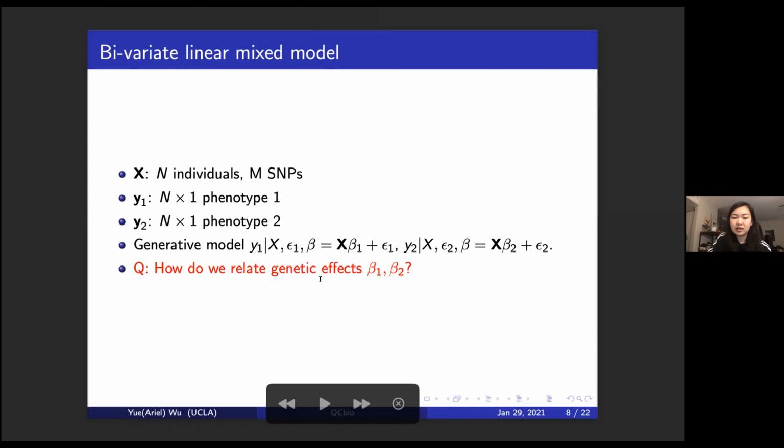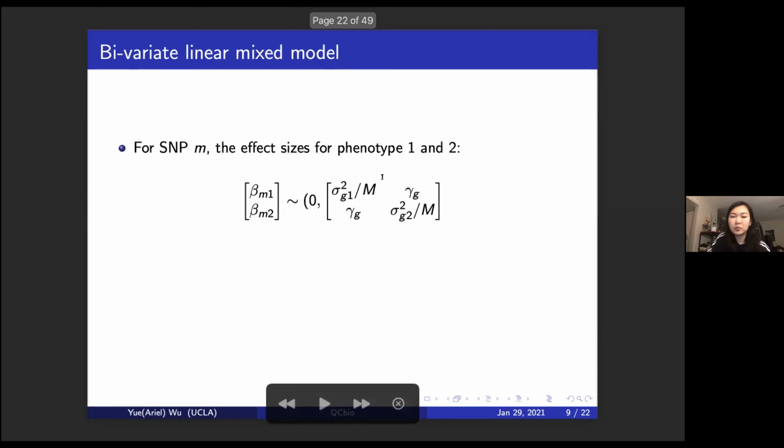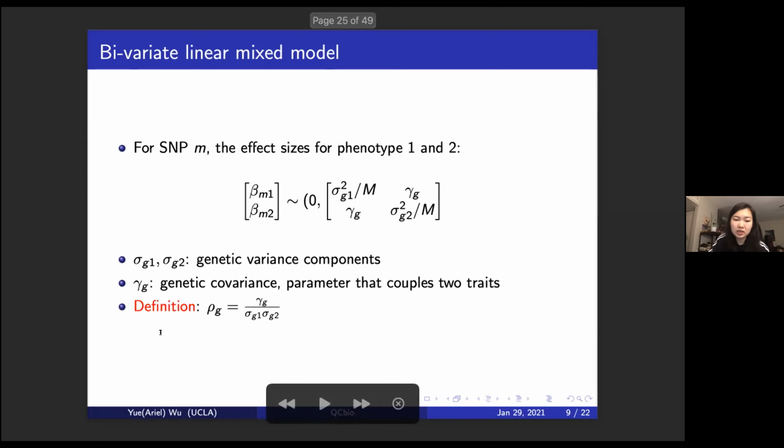How do we relate the genetic effects? We assume that for each genetic variant, the effect sizes for the two phenotypes come from a multivariate normal distribution, where the diagonal terms are the genetic variance components divided by the number of SNPs, and the off-diagonal terms are defined as the genetic covariance, which is gamma G. By our definition, the genetic correlation rho G is equal to this genetic covariance gamma G divided by the square root of the product of the genetic variance components.